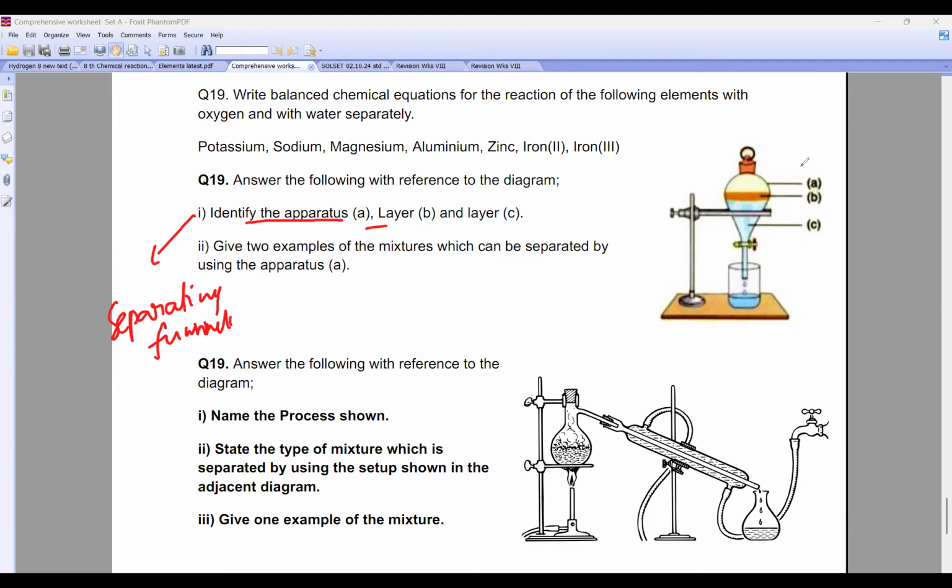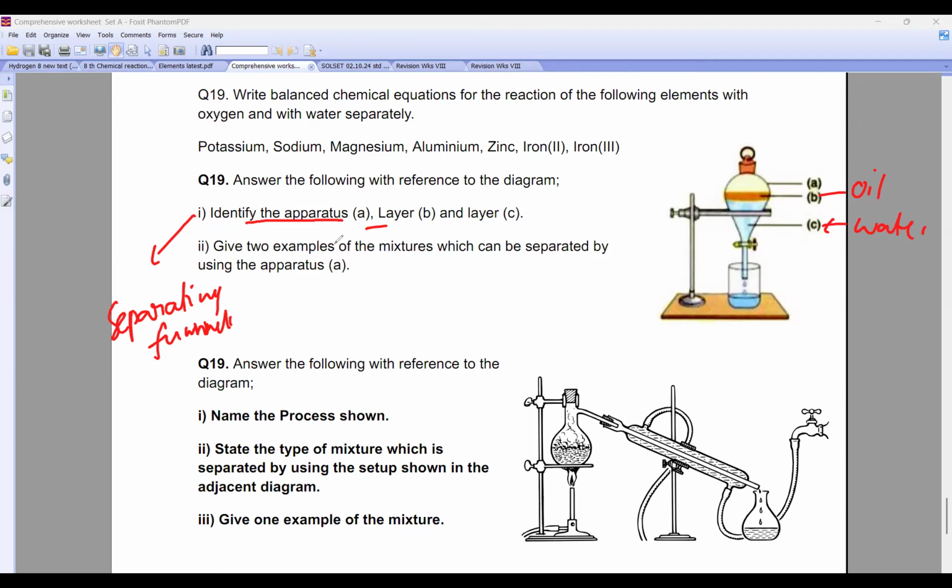Layer A and layer B. A will be what? And layer B. Sir, apparatus A है वो, सॉरी. Layer B oil होगा and C water होगा. B oil, C water.